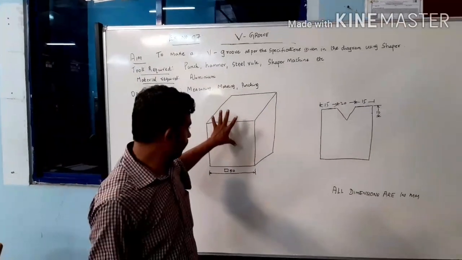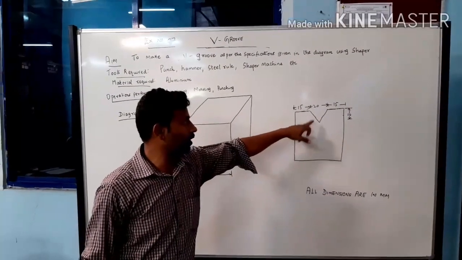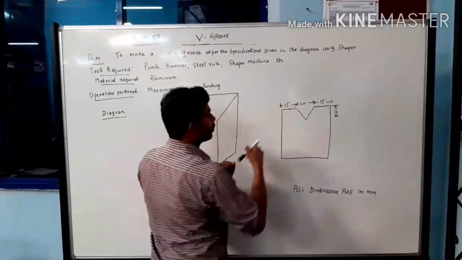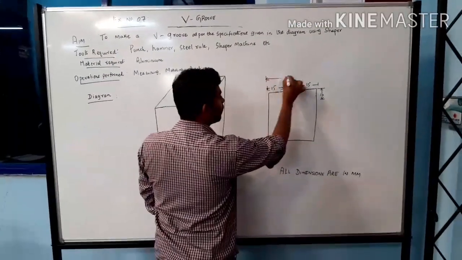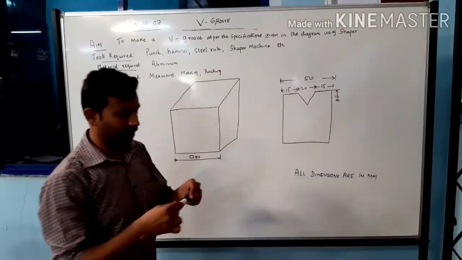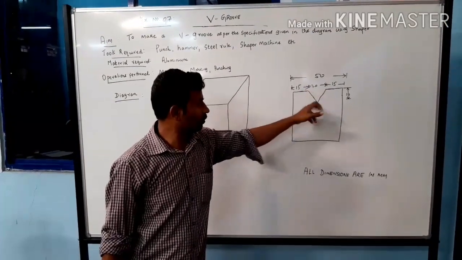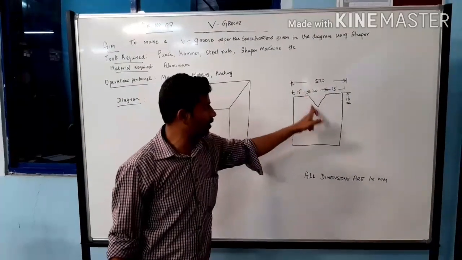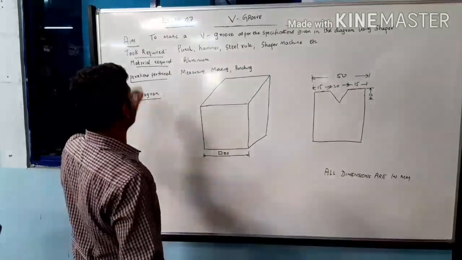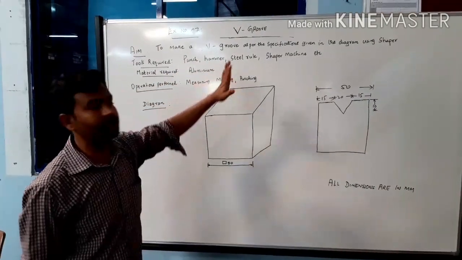In the 50 mm object we are going to produce a 10 mm depth of V groove, about 20 mm in length. So totally it is about 50 mm. In this 50 mm we will leave 15 mm each side, so the remaining will be 20. In this 20 mm we will have a 10 mm depth of cut and we will try to produce a V groove. The tools required are a punch, hammer, steel rule, and a shaper machine.